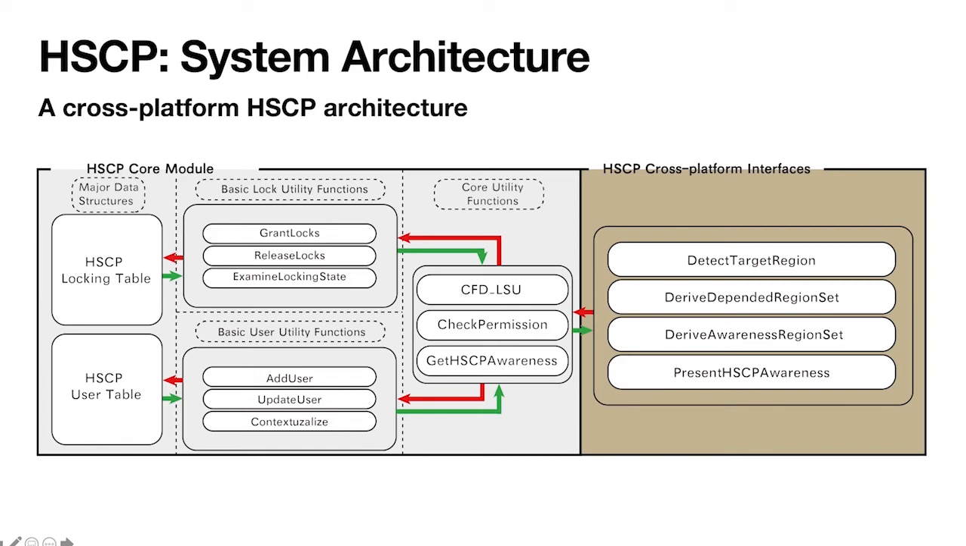In this architecture, the derived dependent region set can derive strongly dependent regions from source code, and the derived awareness region set can derive weakly dependent regions from source code. Get HSCP awareness can determine the color of regions by analyzing the lock or awareness flag in the HSCP lock table.